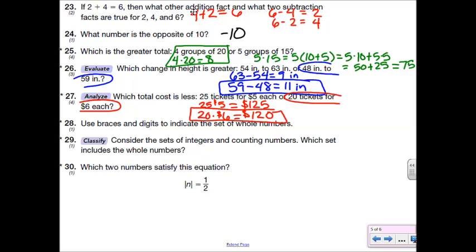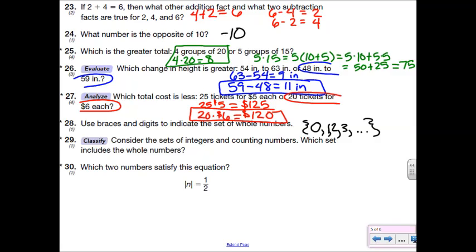Use braces and digits to indicate the set of whole numbers. So again, we're using the squiggly brackets. Whole numbers start at 0. They don't include the negative numbers. And then they go on 1, 2, 3, and the dots mean they keep going like that.